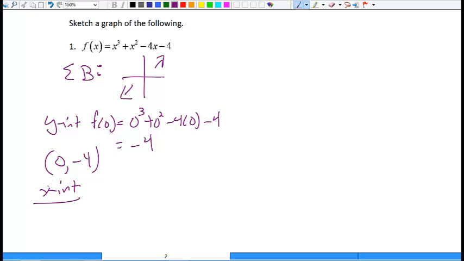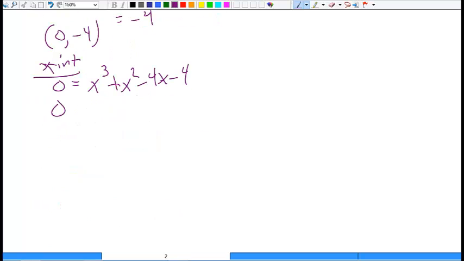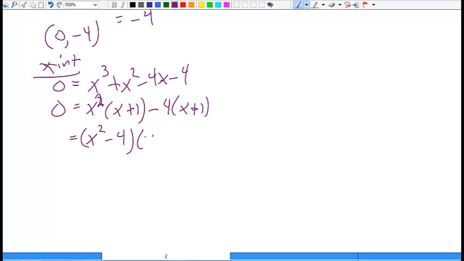Let's do the x-intercept. So 0 equals x cubed plus x squared minus 4x minus 4. Factor by grouping seems to be a good trick to use. So that would take out an x squared, which should leave us with x plus 1. And then take out a 4, which will leave us with x plus 1. And then in factored form, we get x squared minus 4 times x plus 1.